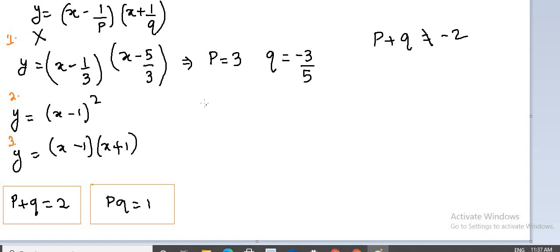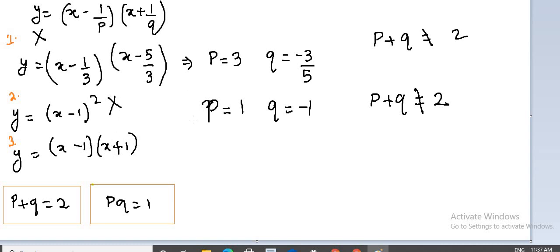Moving on to the next one. Here, the value of p you are going to get is 1 and the value of q you are going to get is minus 1. Now, again let's see p plus q. You are not going to get it equal to 2. So, this option is also incorrect.